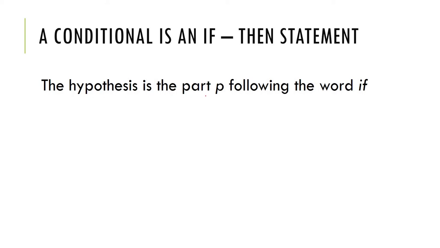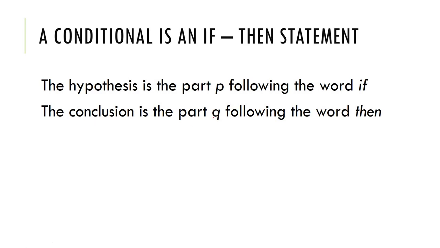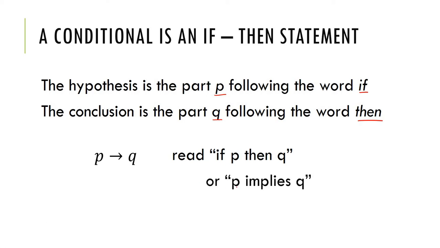The hypothesis is the part P following the word if. The conclusion is the part Q following the word then. And this is read, if P, then Q. This is the symbolism that we use. If this thing happens, then this will always happen. Another way to say it, we don't use it as often, is P implies Q.